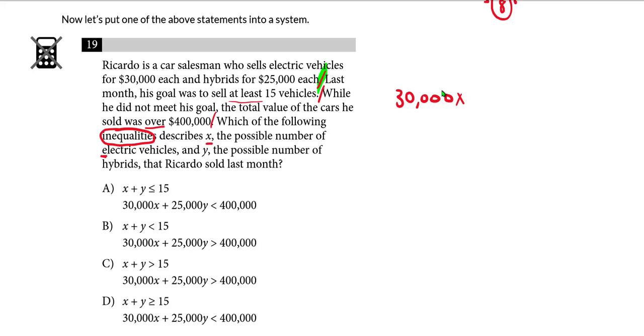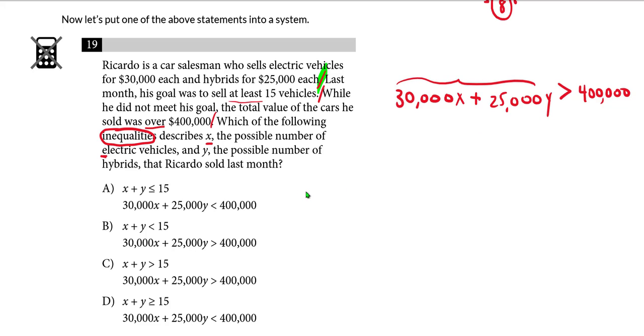And so that will be the total value of the electric vehicles sold. Then we have the total value of the hybrid vehicles sold. That's $25,000 per hybrid, Y hybrids. So I've got to multiply that 25,000 times the number of hybrids, Y. If I add those together, I will get the total value. This sum would represent the total value of the cars that he sold, and we are told that that value was over, not at least, not over or equal to, but over $400,000. So that's one of our two inequalities.